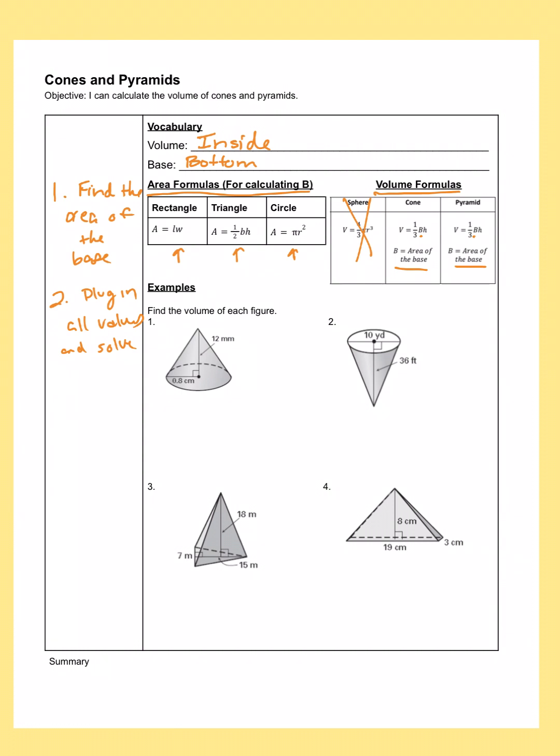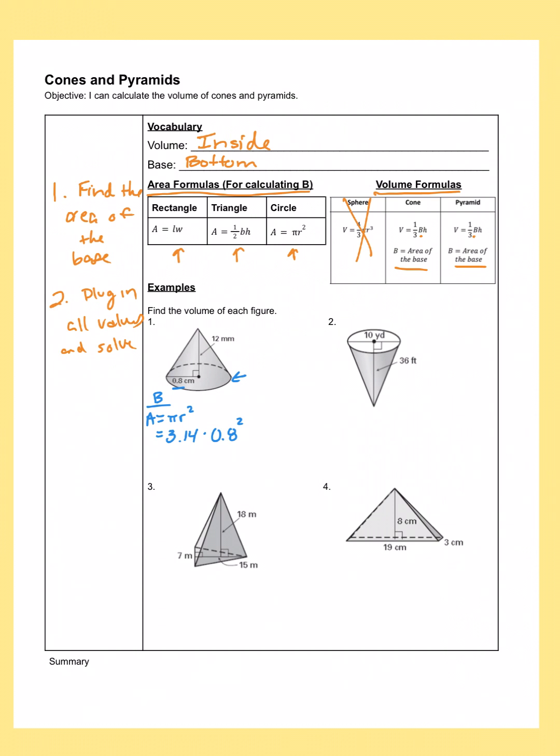Okay, so let's look at number 1. We have a cone, and in this cone, the circle is the base. So that means to find capital B, we have to find the area of a circle. And the area of a circle is pi times radius squared. It gives us the radius is 0.8. And then pi is 3.14, so we have 3.14. And then we're going to multiply that by the radius, which is 0.8, and the radius has to get squared as part of that formula.